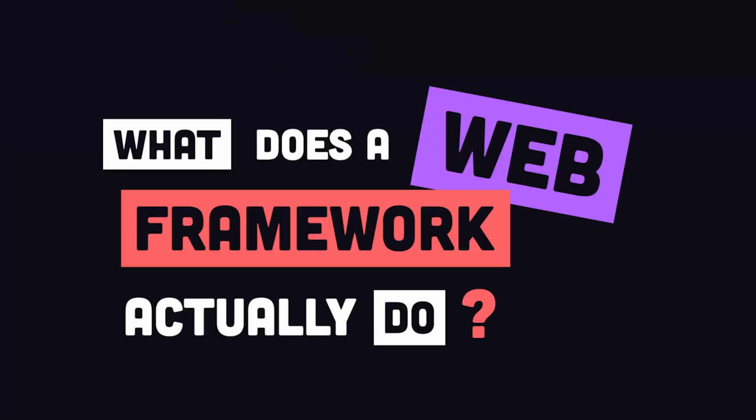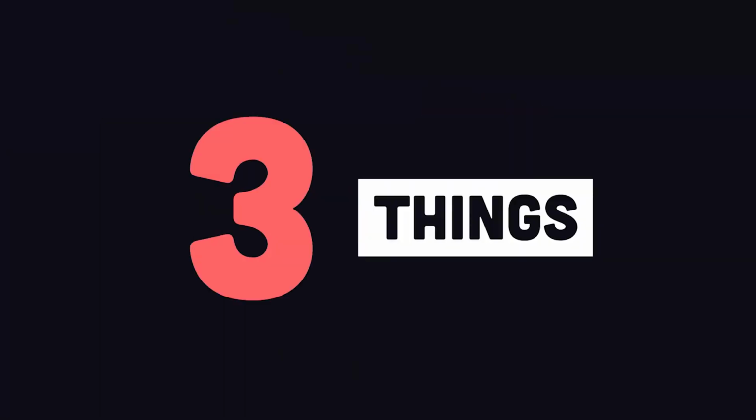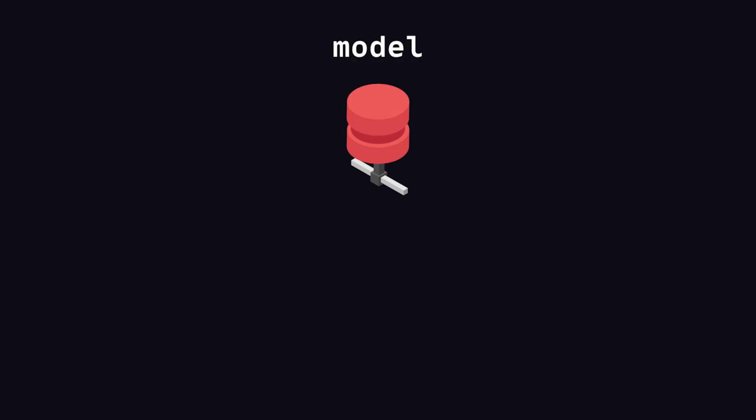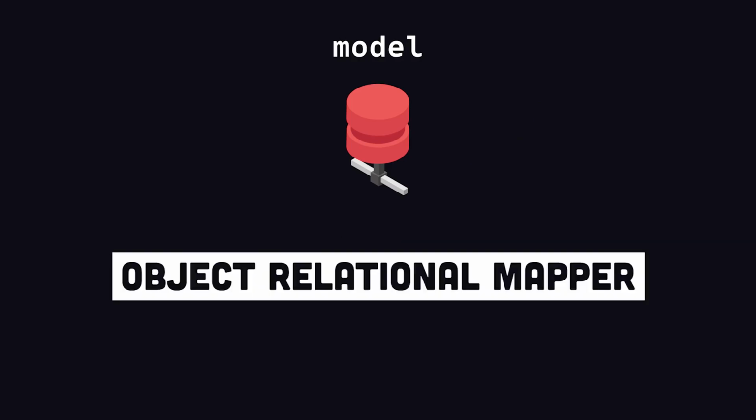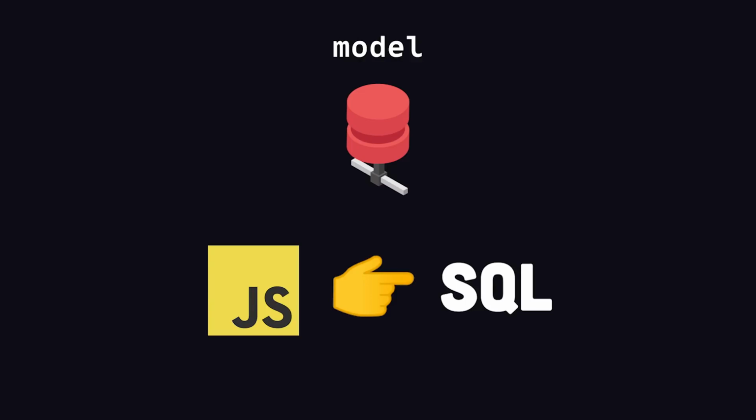Now, before we look at the code, let's first answer the question of what does a web framework actually do? There are 3 main things you should know. First, they provide an abstraction over your relational database. They typically have a built-in object relational mapper that can migrate code from your preferred programming language into SQL code that can be used by the database.